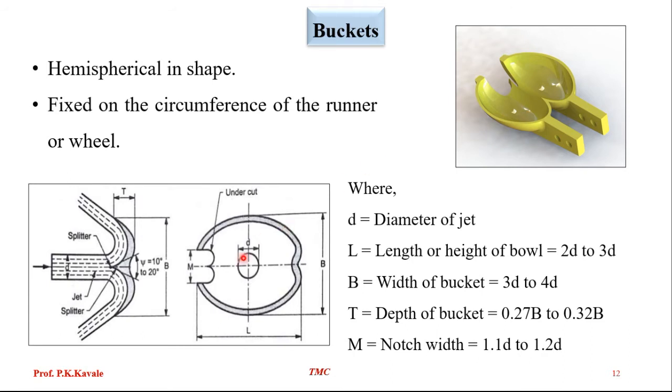So what are the design aspects of these buckets? D stands for the diameter of the jet. L is the length of the bucket, which is 2 to 3 times the diameter of the jet. Width of the bucket is 3 to 4 times the diameter of the jet. Then its depth is 0.27 to 0.32 of the width, and the notch width is 1.1 to 1.2.